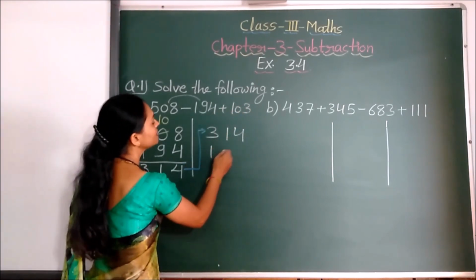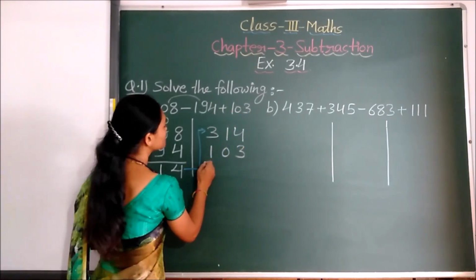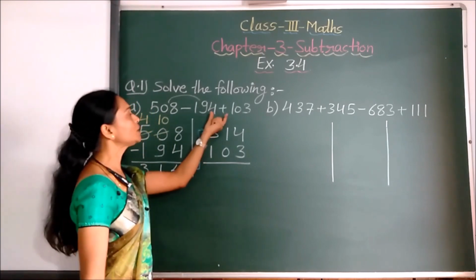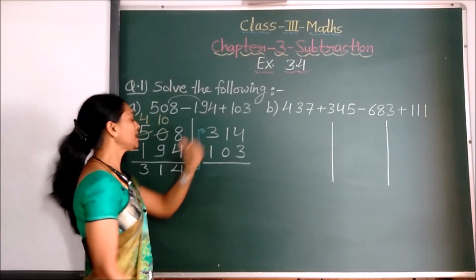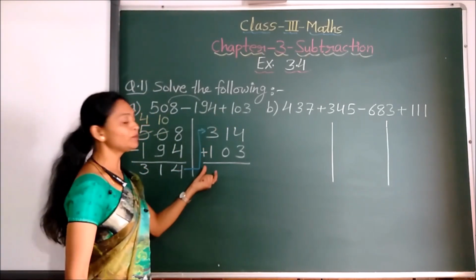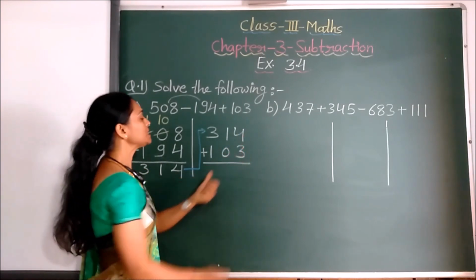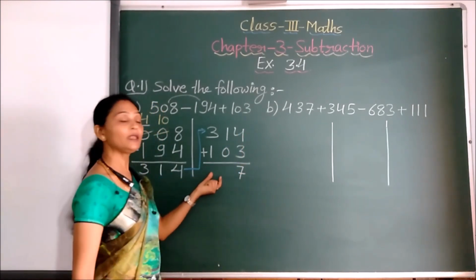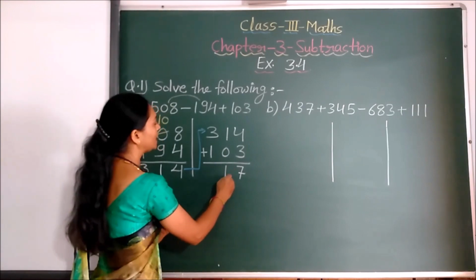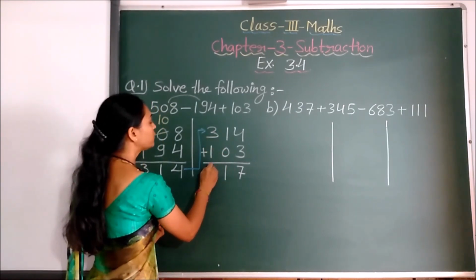So 103 we have to write here. So this way we will write both, and what to do? This plus sign means we have to add both the numbers. So 4 plus 3 how much? It is 7. 1 plus 0 is 1, and 3 plus 1 is 4.